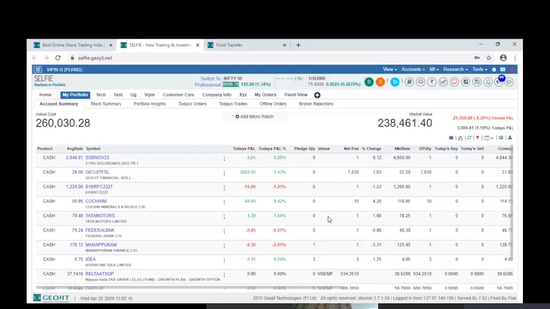Now the next option that we would like to explain here is about our research desk. Okay, what all advice you get from us related to trading. First of all, we have two kinds of recommendations. That is, two kinds of research we are doing. One is the technical research and one is the fundamental research.